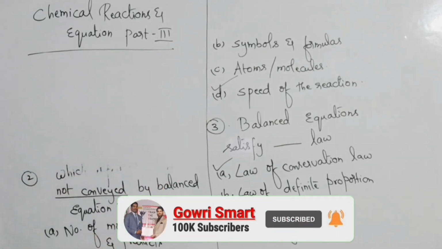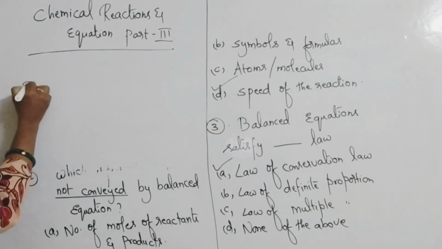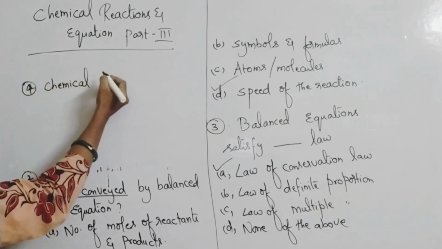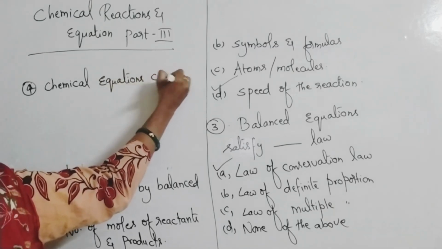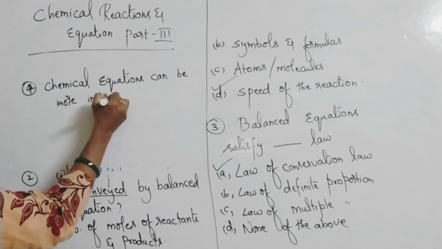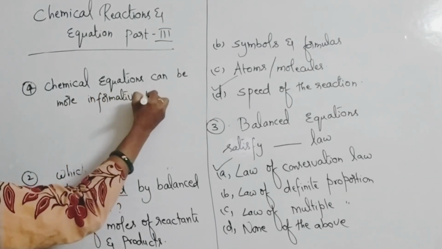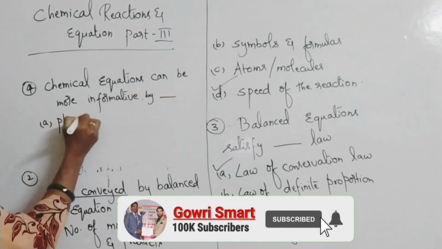Fourth question is what? A chemical equation can be made more informative by expressing which of the following? Chemical equations can be made more informative by which of the following options? Option A, by mentioning the physical state.